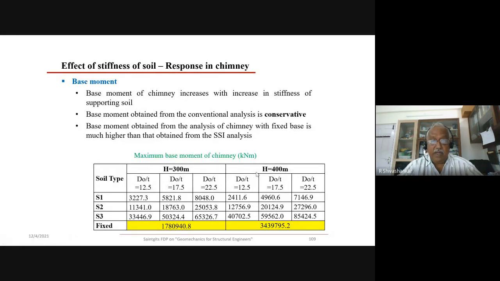And the base moment, this is a gross overestimation. Without soil structure interaction, you see it's almost 17 lakh something, in kilonewton meter. But if I take soft soil, the moments at the base of the chimney are much less, in both cases. So we are over designing without the soil structure interaction.